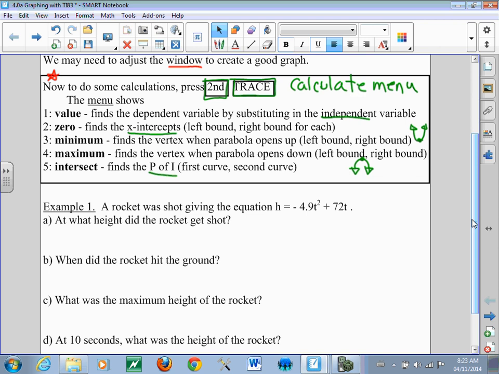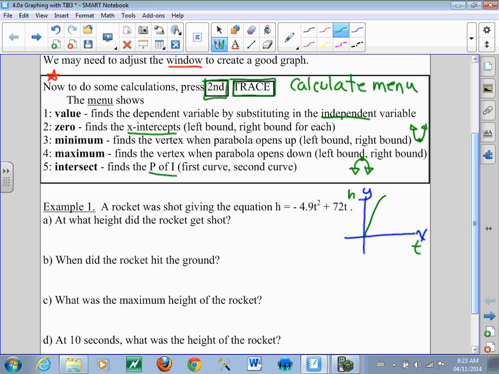Okay? And so what we're figuring out, folks, if we're taking a look at x and y, or in our case, time and height. The rocket's going to get shot. It's going to come to a maximum height, and then it's going to shoot back down. I want you to visualize that. I'll show it to you when we do the calculations.